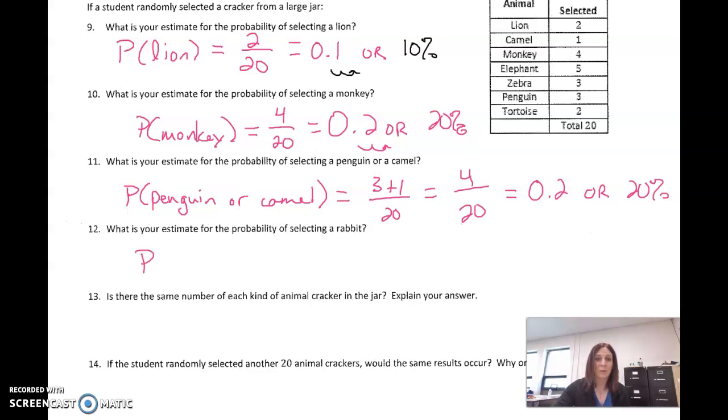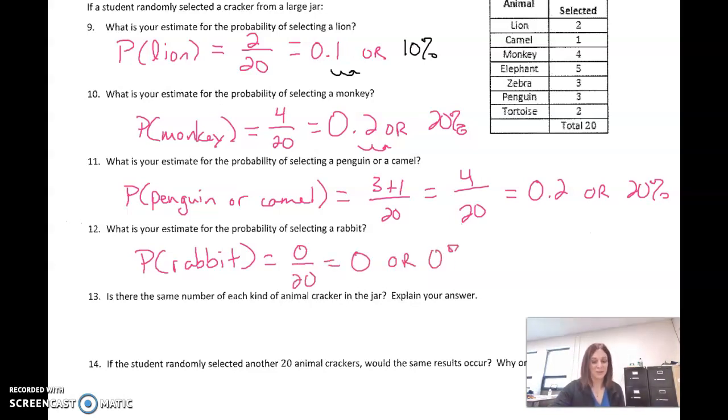All right, so what is our probability of selecting a rabbit? According to our sample here, rabbit occurred, lion, camel, monkey, elephant, zebra, penguin, tortoise. 0 times. So guess what that is? 0 or 0%. Impossible to pull a rabbit out of the sample. The whole big jar could have had some rabbits in there, but we're just going out of the sample.